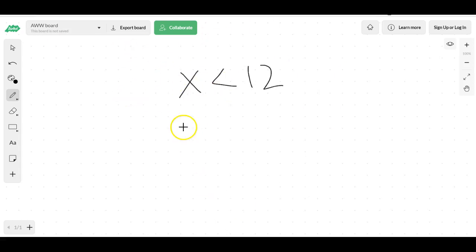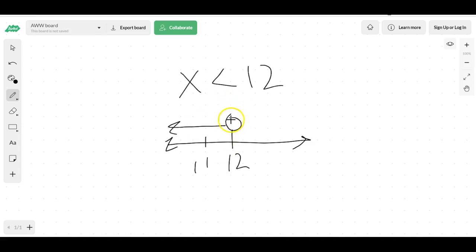I went a little too quick on that last one because I should have graphed this. So we had our answer as x is less than 12. So you'd want to graph 12, and then you'd want to go less than this, towards your 11 side. And you'd want this to be an open dot because this doesn't have an equal to. Let's try the next one.